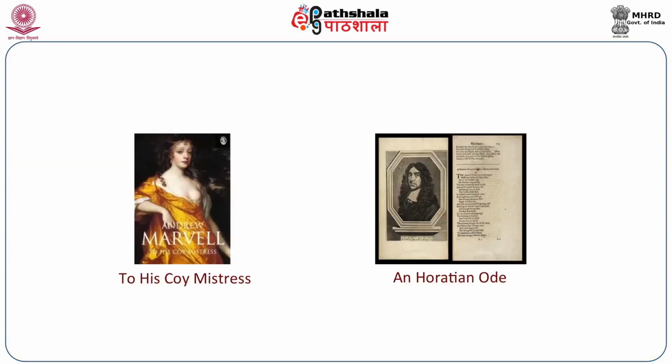So today we have looked at Andrew Marvell, and we have been looking at two of his poems. One, of course, To His Coy Mistress, the most famous of his poetry, the most anthologized of his verses, and also an Horatian Ode, which is written upon the return of Cromwell from Ireland. We have examined the features of Coy Mistress in some detail, and we have done a quick summary of the views on the Horatian Ode as well.